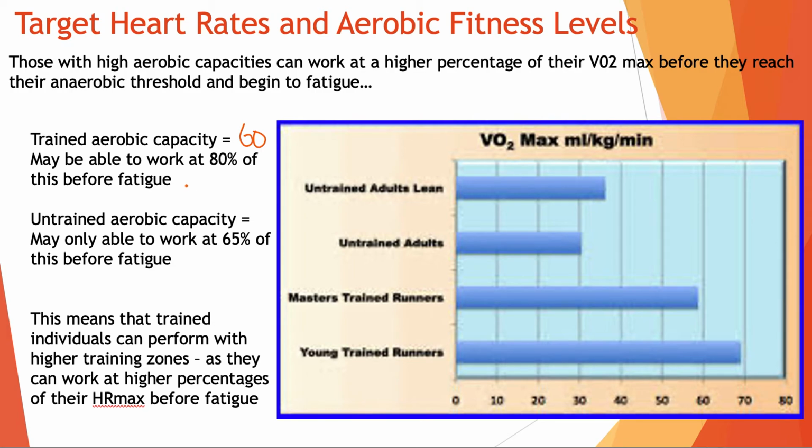Now, 80% of 60, I've already done that maths, is 48 millilitres per kilogram per minute. So this individual's oxygen uptake is 48 millilitres per kilogram per minute before they start to work towards their aerobic capacity. And that means that the trained individual can perform with higher training zones, as they can work at higher percentages of their heart rate max before they start to fatigue.